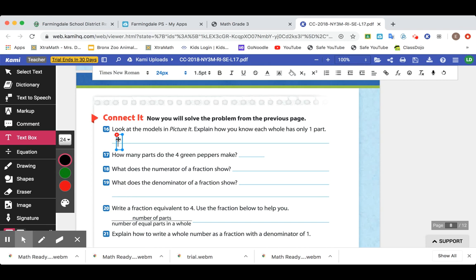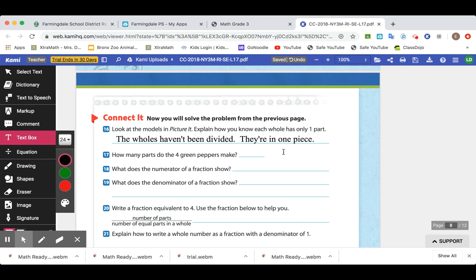Okay, so let's say the wholes haven't been divided. Does that sound good? The wholes have not been, let's do haven't been divided. They're in one piece. Kind of like having a sandwich. Sometimes I'll make a sandwich and I won't cut it in half, right? I can certainly eat an apple without cutting it in half.